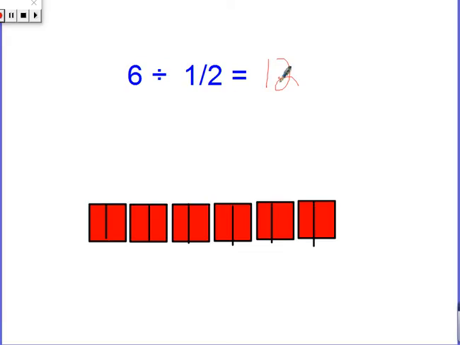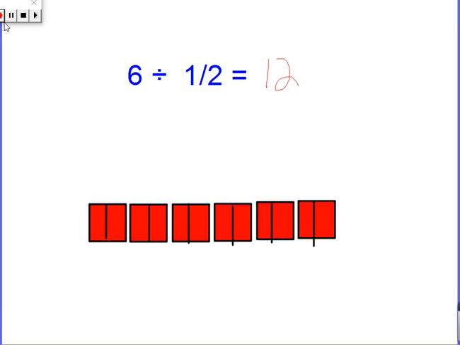So if I have a whole number and I divide it by parts, my answer, or my quotient, is going to be a larger number than my whole number. Stop and think about that, and let's move on.